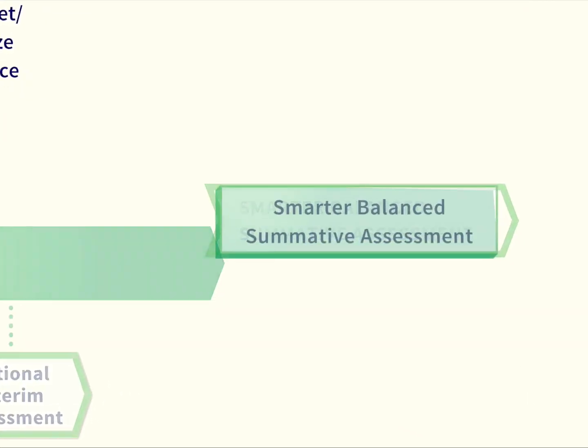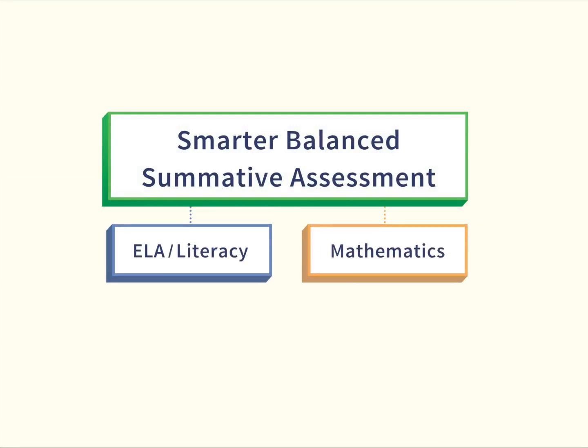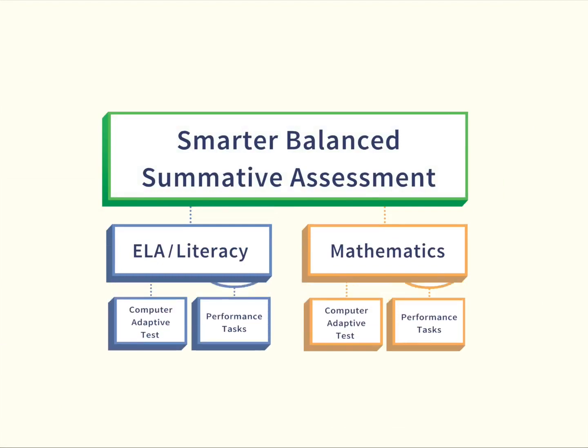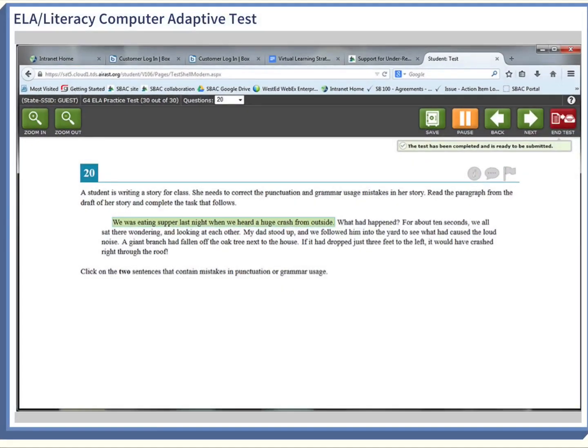There are two different assessments that make up the Smarter Balanced Summative Assessment: ELA Literacy and Math. Both tests have two parts: the Computer Adaptive Test, or CAT, and a performance task. The CAT uses a variety of selected response and short constructed response items. These are screenshots of CAT items from the online practice test, which are publicly available at smarterbalanced.org, where there is one full practice test for each grade level.